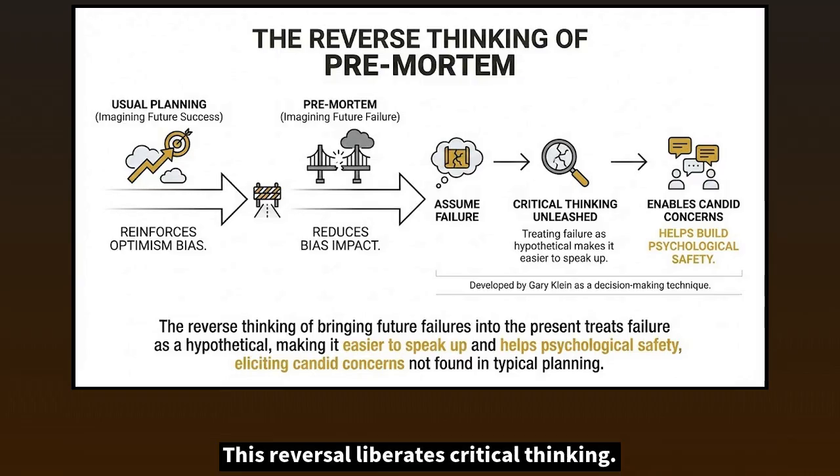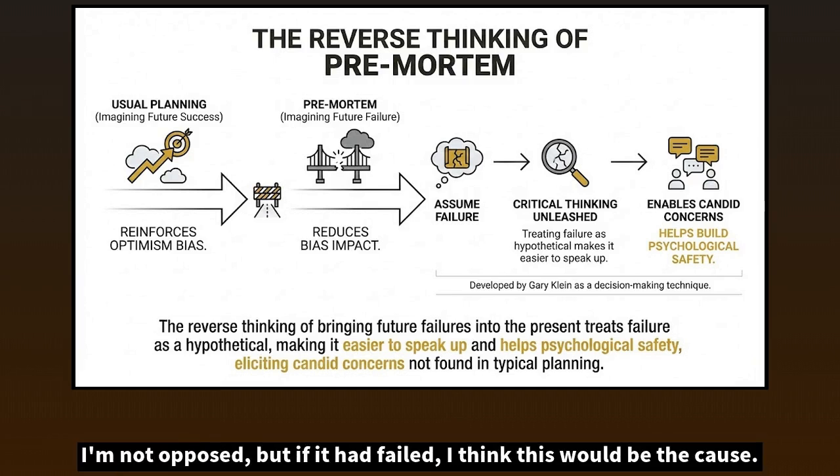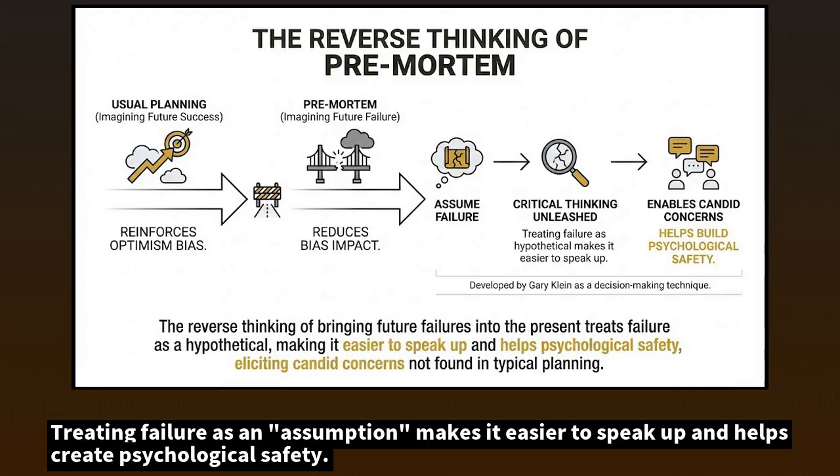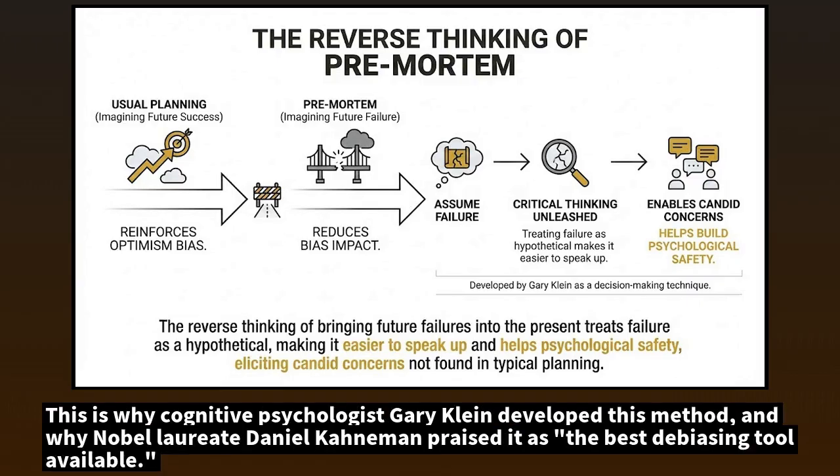This reversal liberates critical thinking. Team members can express concerns openly. "I'm not opposed, but if it had failed, I think this would be the cause." Treating failure as an assumption makes it easier to speak up and helps create psychological safety. However, this requires the facilitator to prohibit criticism and create a space where people feel safe to speak. This is why cognitive psychologist Gary Klein developed this method and why Nobel laureate Daniel Kahneman praised it as the best debiasing tool available.